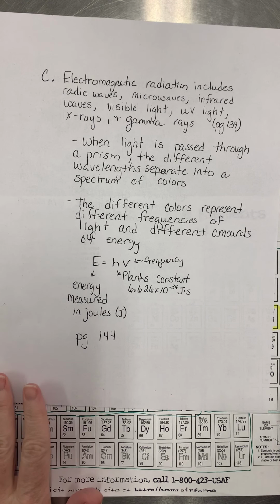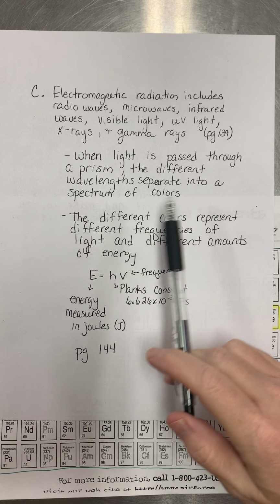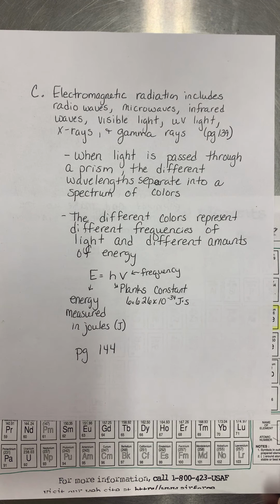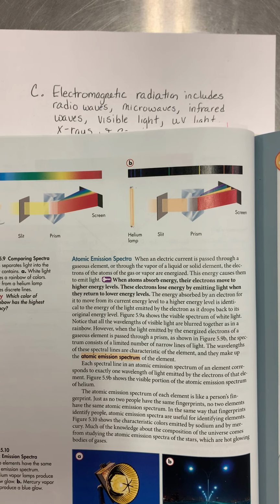What scientists found out was that when light is passed through a prism, the different wavelengths are going to separate into a spectrum of colors. The different colors represent different frequencies of light and different amounts of energy. And so we can see that on page 140 in your textbook.